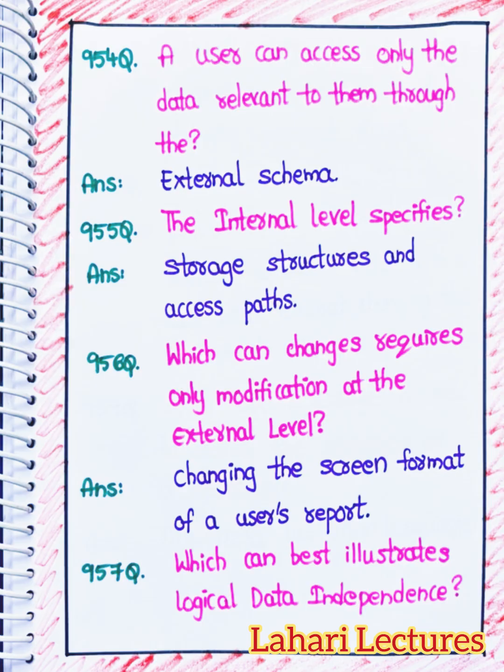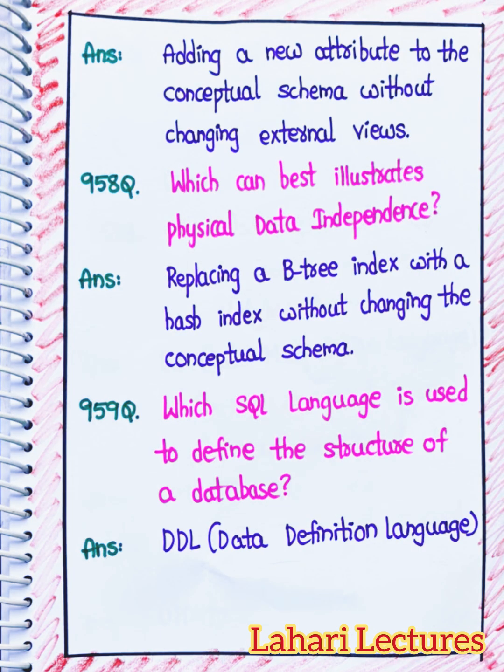The internal level specifies storage structures and access paths. Which change requires only modification at the external level? Changing the screen format of a user's report. Which can best illustrate logical data independence? Adding a new attribute to the conceptual schema without changing external views. Next question. Which can best illustrate physical data independence? Replacing a B-tree index with a hash index without changing the conceptual schema.